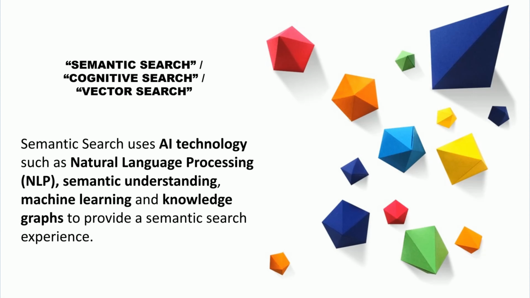Answering questions with a search engine goes by a number of names. The industry has over the years called these things semantic search, cognitive search, and more recently vector search because of the underlying technology that it's using. Today I'm going to really be calling it semantic search for the remainder of this presentation. But the key thing that is important is that all of these capabilities tend to use very similar technologies.